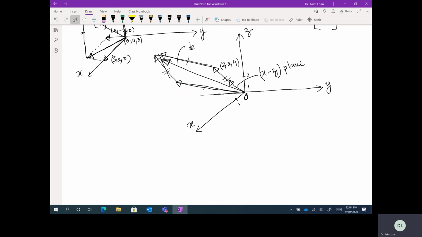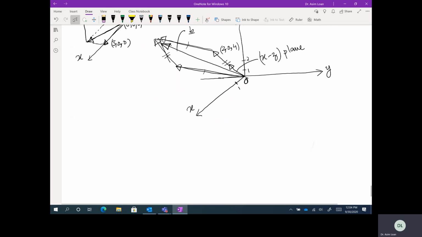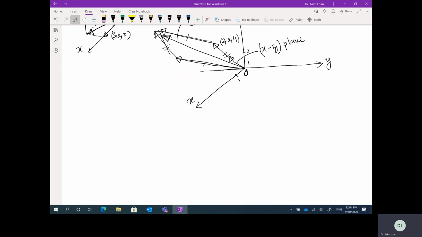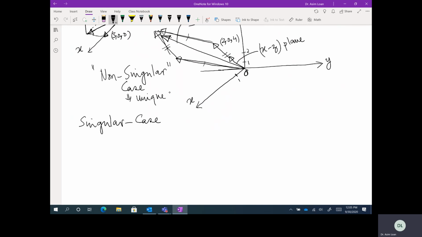Okay. Let's look at the singular case, and then we'll stop for today. This is the non-singular case, where we have a solution, which implies a unique solution. So, the singular case in 3D.